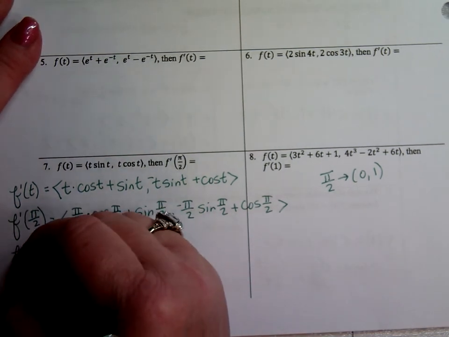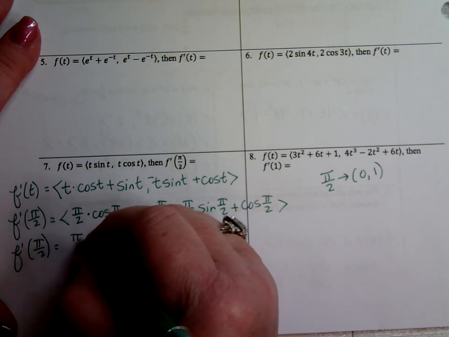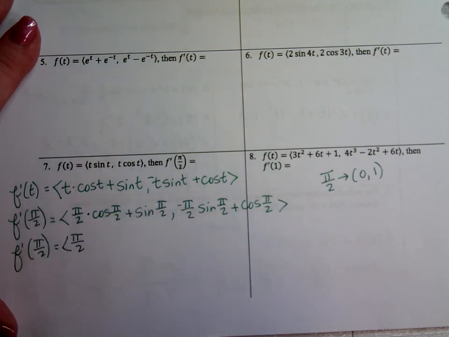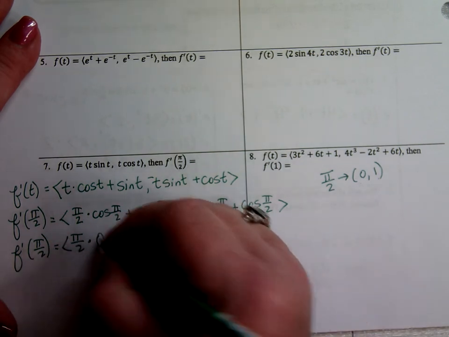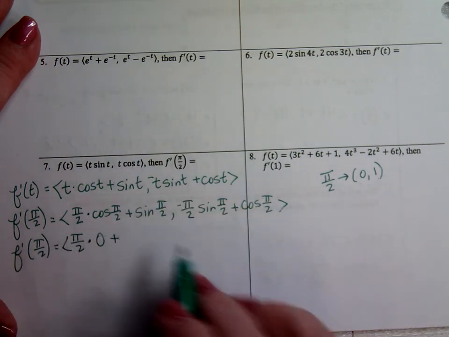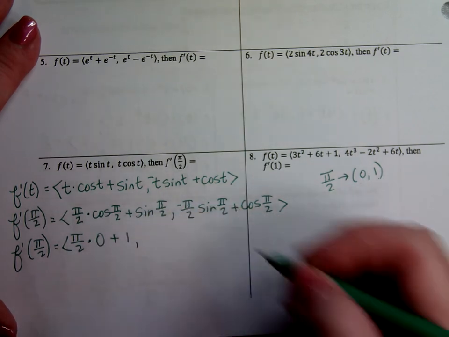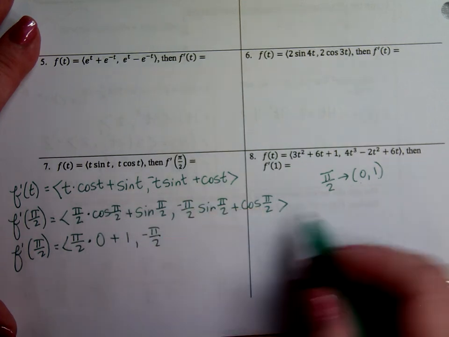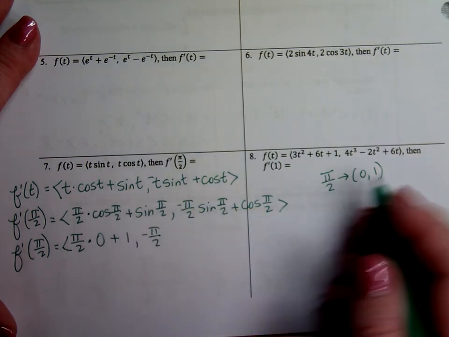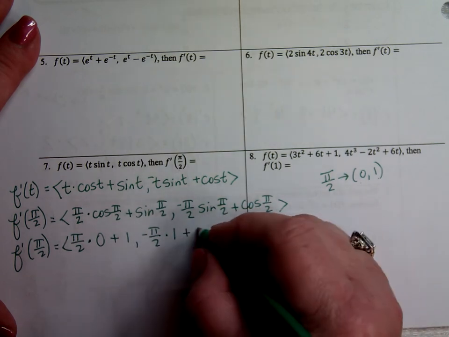F prime of pi over 2 is pi over 2. Cosine of pi over 2, well, cosine is the x value, times 0. Plus the sine of pi over 2 is the y value, that's a 1. That's the x component. Y component, negative pi over 2. Sine is the y component, so that's 1. And cosine is the x component, that's 0.